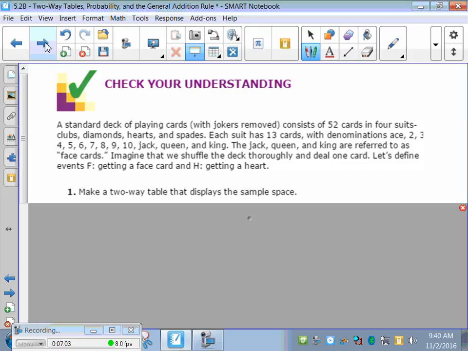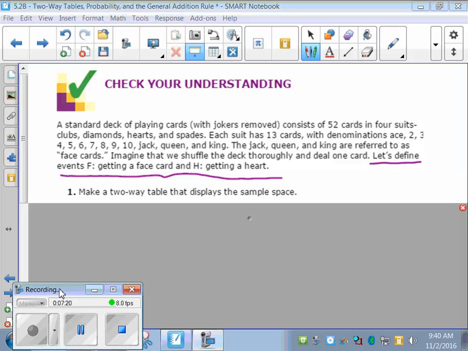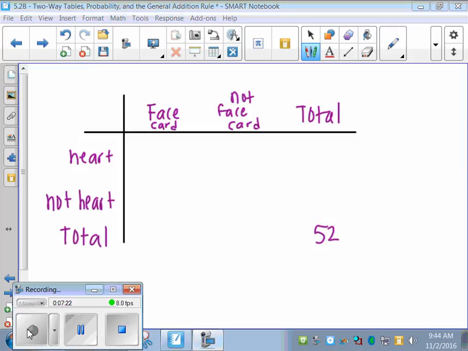Imagine that we shuffle the deck thoroughly and deal 1 card. Let's define the events. So they define the events for us. F is getting a face card, and H is getting a heart. I want you guys to try to make a two-way table to display the sample space. We can start in certain places to make it easier for ourselves, okay?